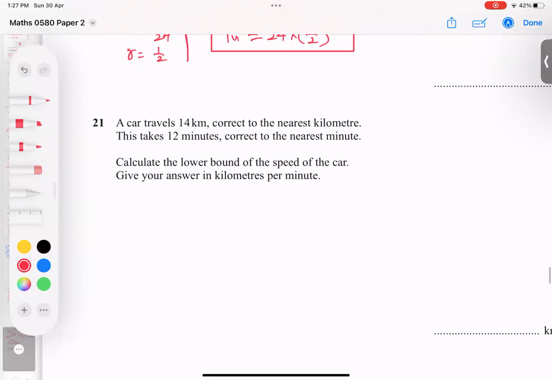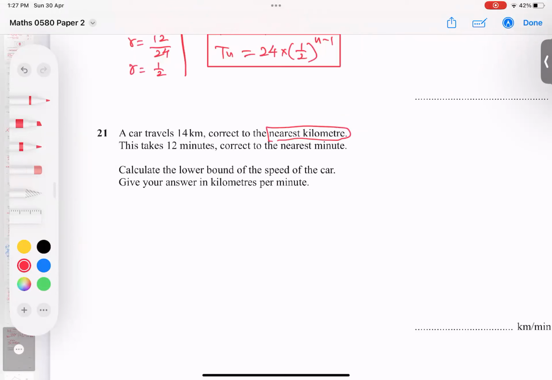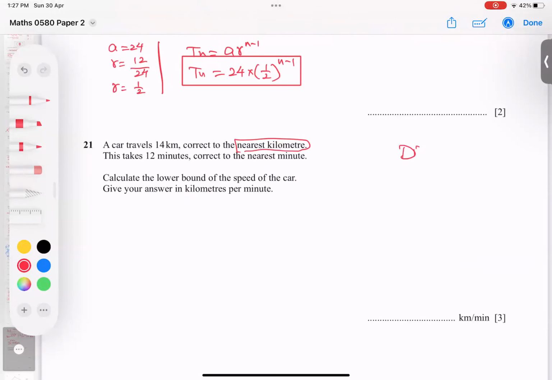Question number 21 is saying 14 kilometers correct to the nearest kilometer. So what is the absolute error for distance? Kilometer means 1 kilometer. 1 divided by 2, I got a half kilometer, plus and minus. This is the distance. And what is it for the given time? Time is given here. I'm writing for time also.